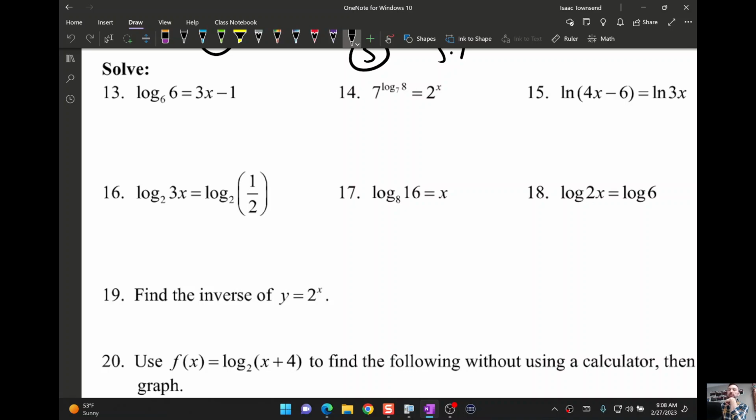One's where they're like 13 and 14, where if you know how to simplify some of this, just like we did on the top of the page, log base 6 of 6 is 1, 7 to the log base 7 of 8 is 8. If you know how to simplify those, then you're left with something that's pretty easy to work with.